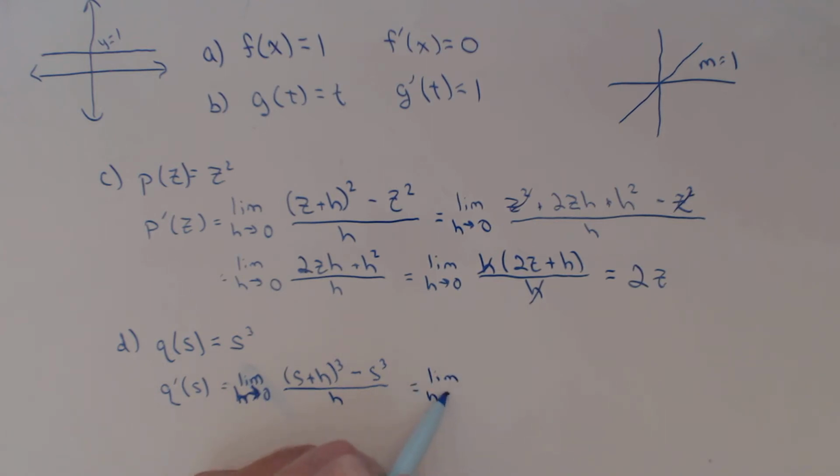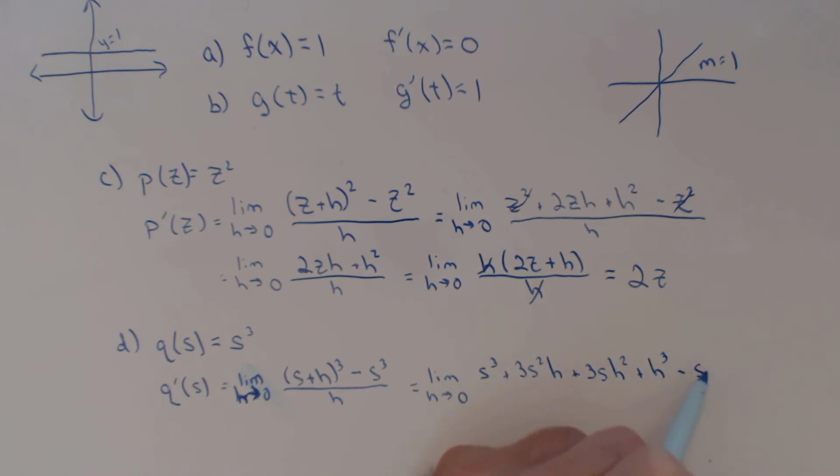Now again, we're going to apply some algebra. S plus h, the quantity cubed, needs to be multiplied out. That's s plus h times s plus h times s plus h. Now for the purpose of this video, I'm going to give the multiplied out version. So s cubed plus 3s squared h plus 3s h squared plus h cubed. Now you should go ahead and verify that because you need to know how to multiply this out, then minus s cubed all over h. But again, to save a little time, this is the multiplied out version.